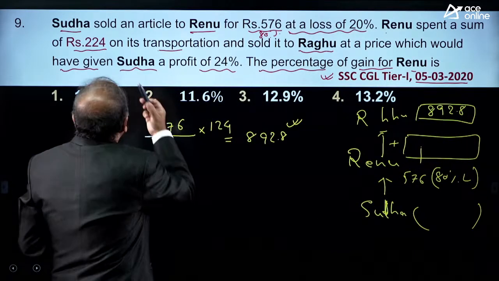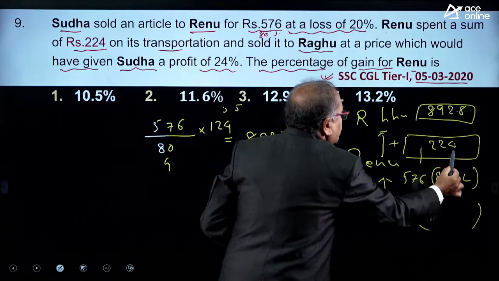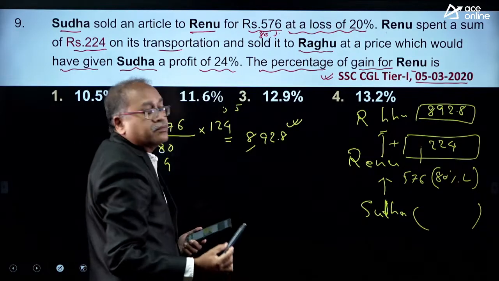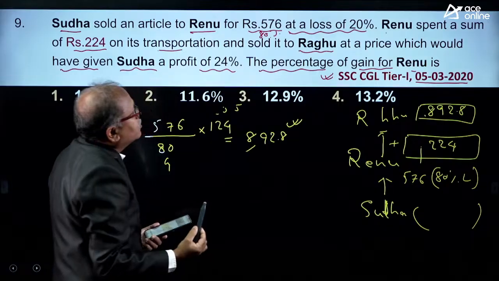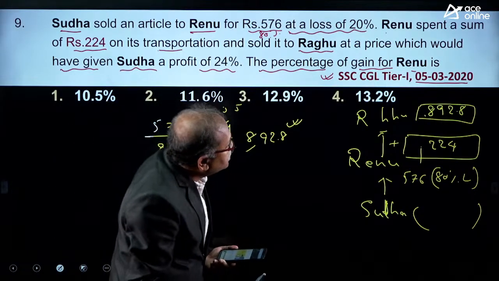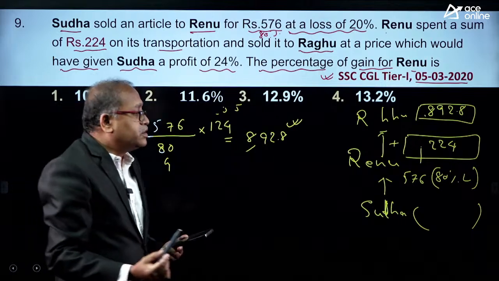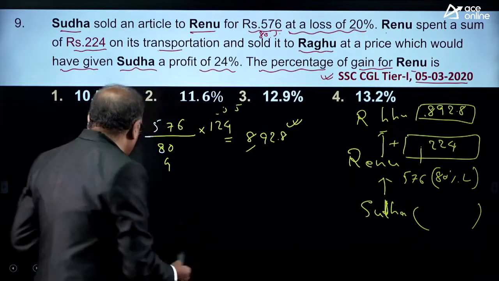Okay, how much is added here? That is transportation 224 is added over here. Who has added? Renu has added here. And finally, we are reaching out to this amount. But I need to find out what is the percentage gain for Renu. Now the question is very clear. What is the cost price and what is the selling price?